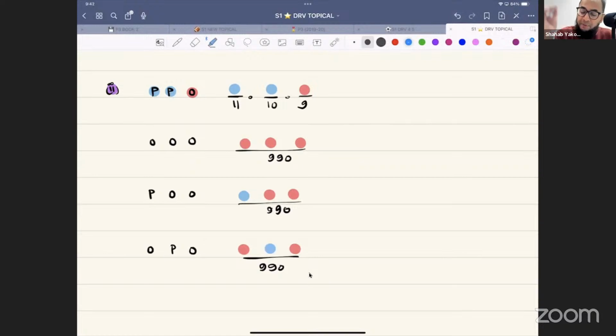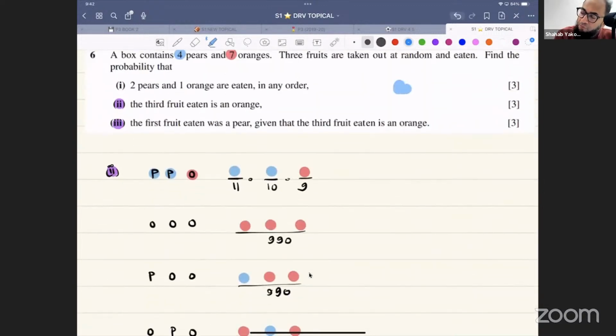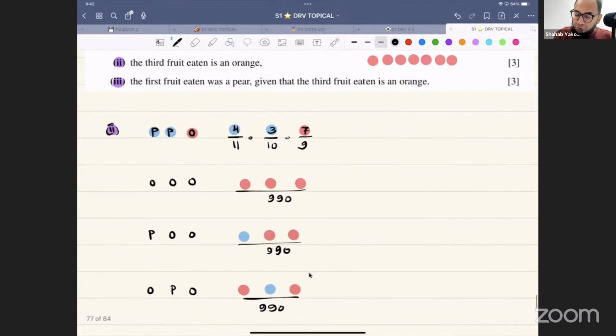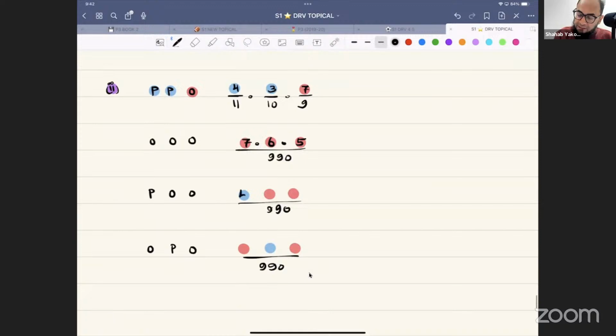Now, when I'm talking about PPO, how many P's are there? There are 4 P's. So let me write over here. That is 4 pears, and 7 oranges. So now for PP, this is 4, this is 3 and 7 over here. That is the first one. For the 3 O's, that is any one of the 7, any one of the 6, any one of the 5. Then POO, for pears, this is 4, this is 7, this is 6. For OPO, this is 7, this is 6, this is 4.